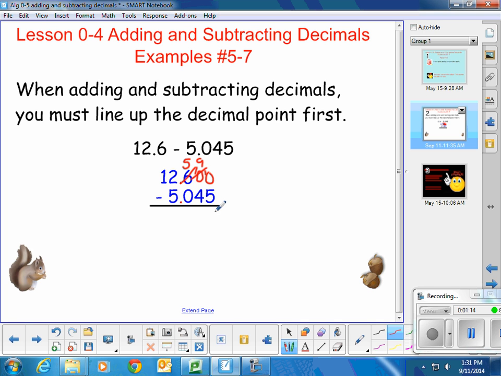10 take away 5 is 5. 9 take away 4 is 5. 5 take away 0 is 5. The decimal point will go straight down. Now 2 minus 5, that doesn't work, so we're going to go to the 1, take 1 away from there and make it 0, and move that 10 over here. Add it to the 2 that's already there to make it 12. 12 take away 5 is 7.